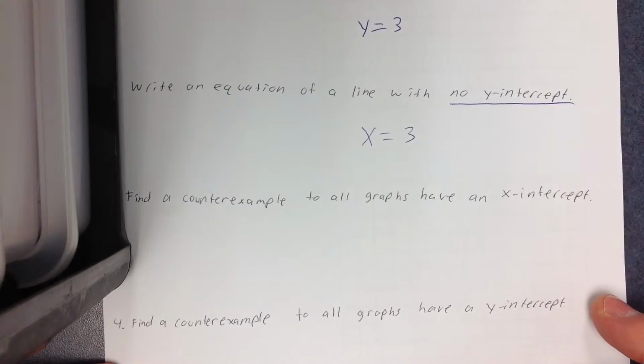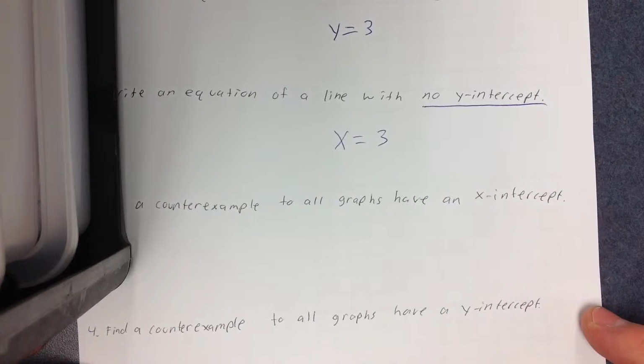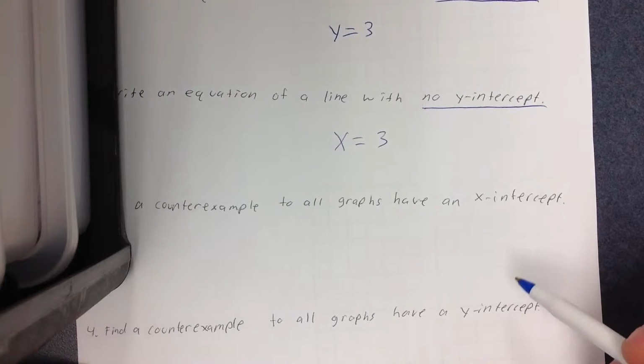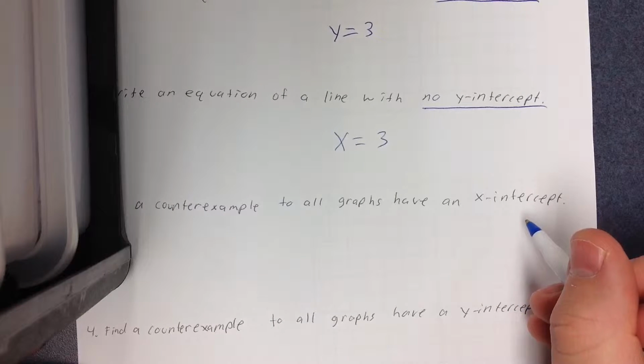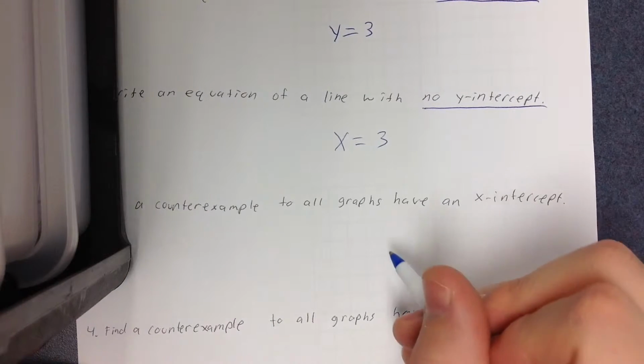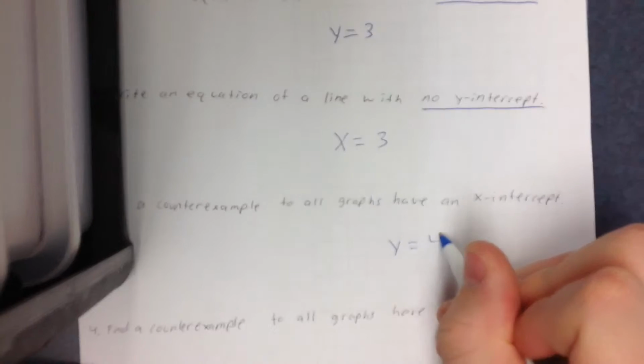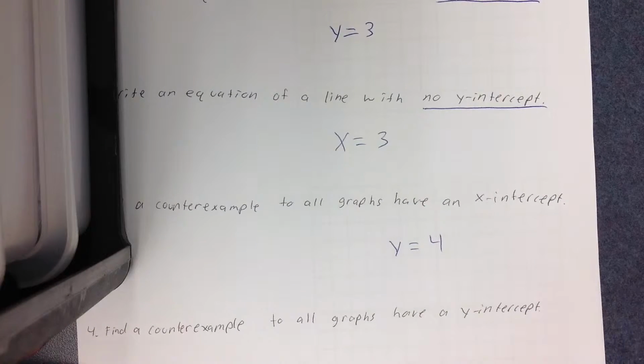Number 3 says find a counterexample to all graphs have x-intercepts. So again, if I'm trying to find a counterexample, it's kind of like, okay, I want to find a graph that doesn't have an x-intercept. So again, if it doesn't have an x-intercept, then it doesn't have an x in the equation. So you could put y equals 4. You could put y equals 100. Doesn't matter, as long as it doesn't have an x.